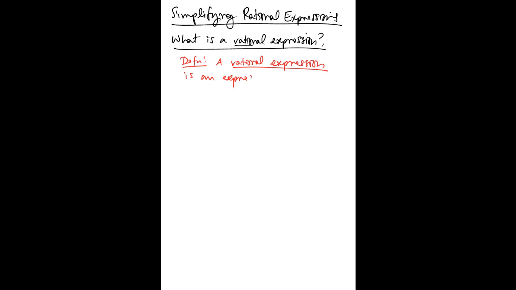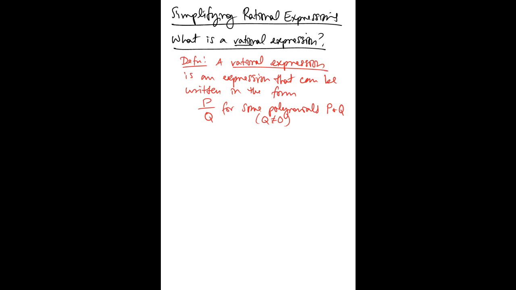is an expression that can be written as a fraction, p over q, for example, for some polynomials, p and q. Obviously, we also have to have q is not equal to 0, or it doesn't work.